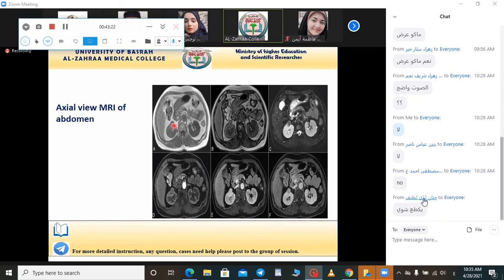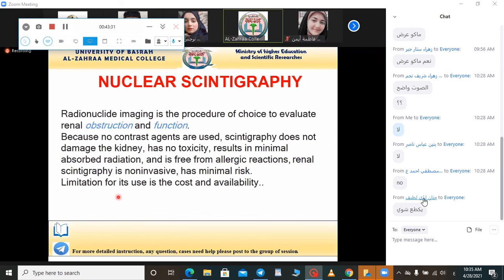This is a picture of an MRI for demonstration only. It is an axial view. Here you can see the kidneys, obviously. This is for demonstration.